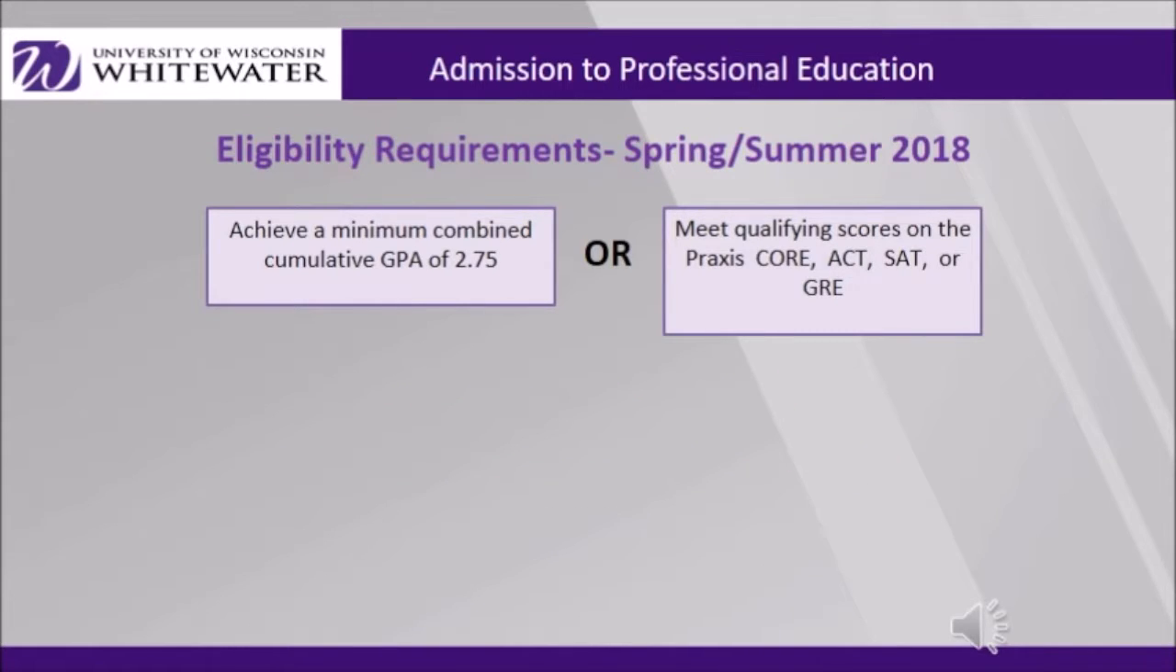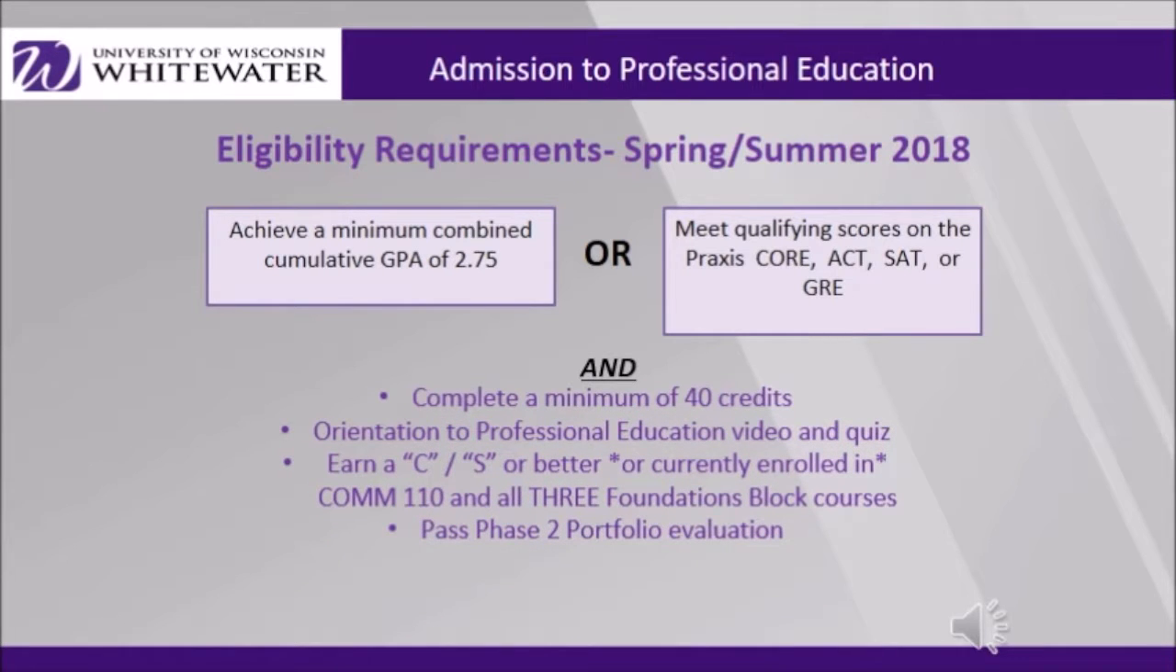All other teacher licensure programs follow a different set of requirements for admission. For admission in the spring and summer sessions of 2018, students must achieve a minimum combined cumulative GPA of 2.75 or have qualifying test scores on the ACT, SAT, GRE, or Praxis Core. Students must also have completed a minimum of 40 credits, complete this presentation and the quiz associated, earn a C or better in COM 110 and all 3 foundation block courses, and pass the Phase 2 portfolio, which is connected to the Foundations block coursework.